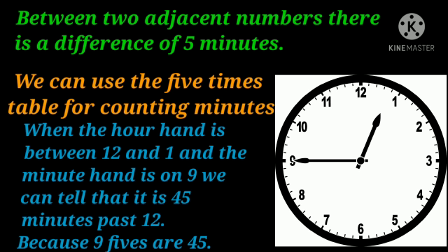When the hour hand is between 12 and 1 and the minute hand is on 9, we can tell that it is 45 minutes past 12 because 9 5s are 45.